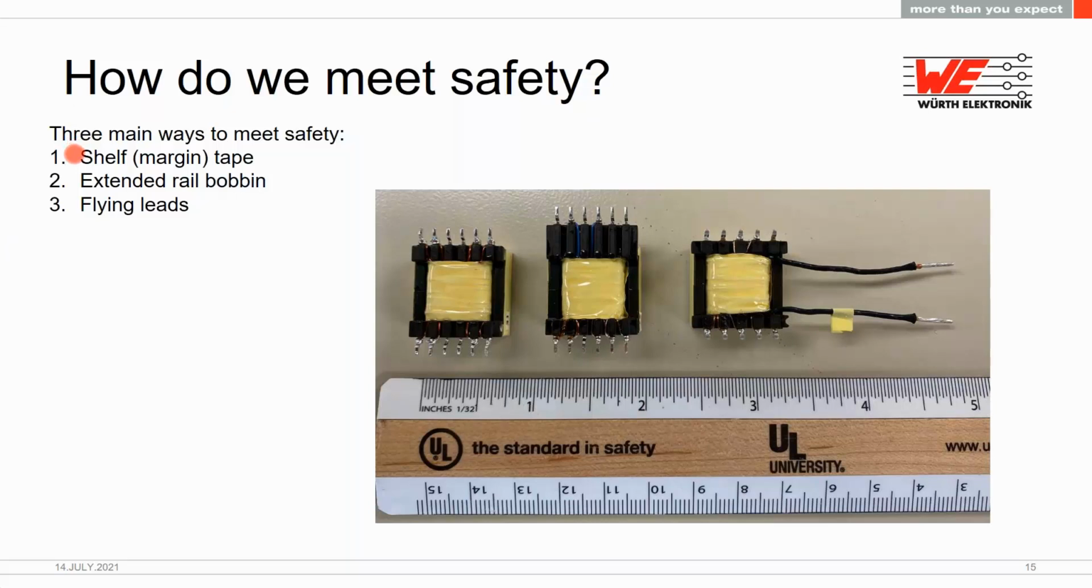The first is to use shelf or margin tape. A solution like that would look similar to the picture here on the left-hand side. The next option would be to use an extended rail bobbin, shown here by this middle picture. And the last option would be flying leads, as shown in the far right picture here, with the black wire sticking out from the side of the transformer itself.